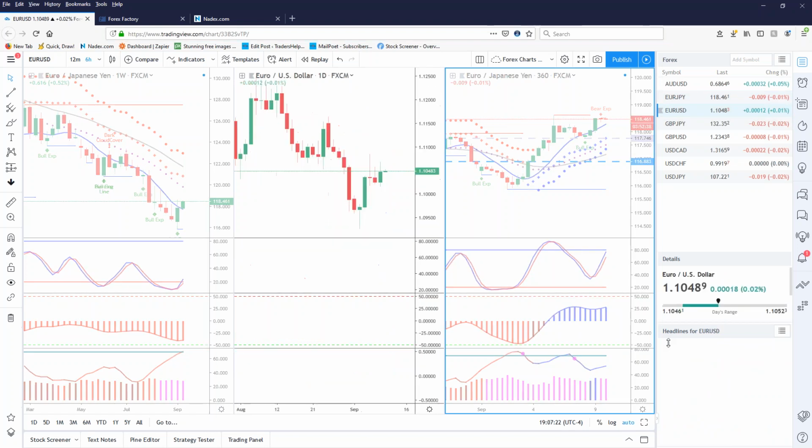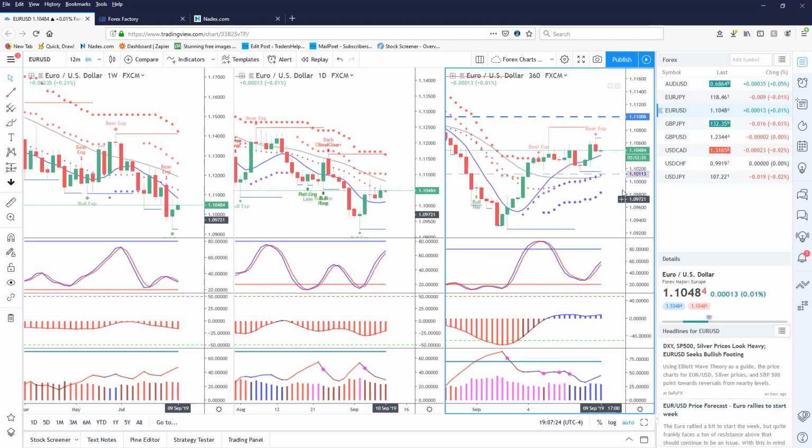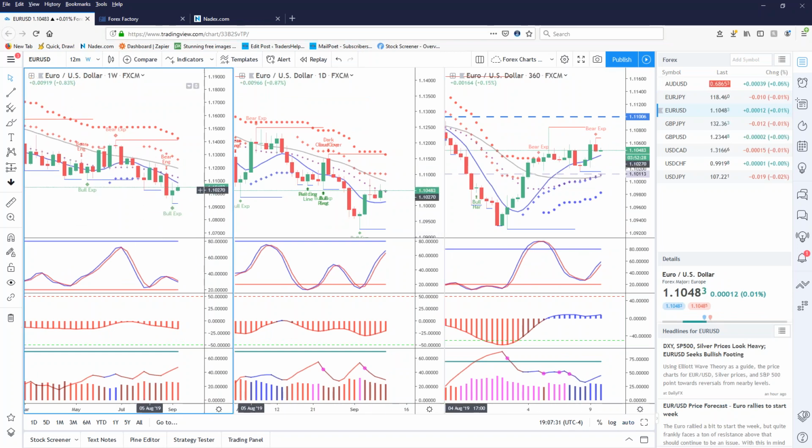Now, if we go and look at the euro dollar, you can see that you're making lower lows over here on the weekly chart, and the stochastics is not confirming that low. That is a potential divergence here, and because this bar is forming bullish, more likely than not, it will turn the stochastics up.